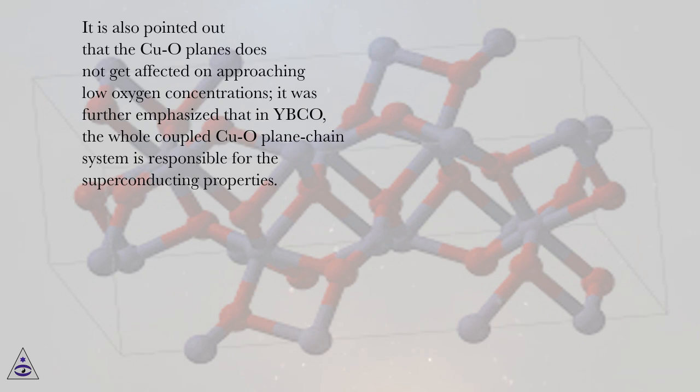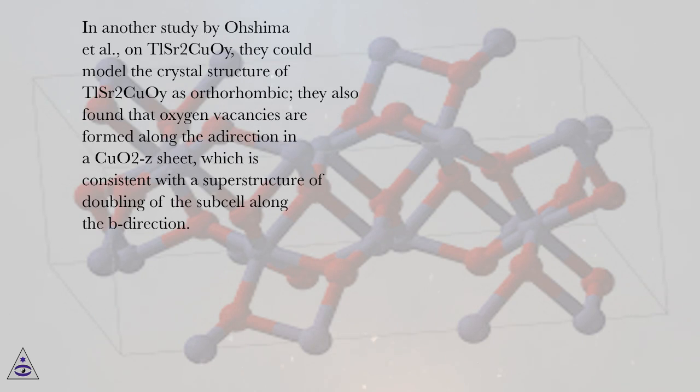It is also pointed out that the O2 planes do not get affected on approaching low oxygen concentrations. It was further emphasized that in YBCO, the whole coupled O2 plane chain system is responsible for the superconducting properties. In another study by Oshima et al., on Tl-Sr2-2-O-I, they could model the crystal structure as orthorhombic. They also found that oxygen vacancies are formed along the a direction in a CuO2 sheet, which is consistent with a superstructure of doubling of the subcell along the b direction.